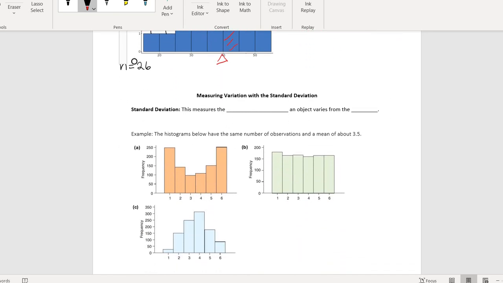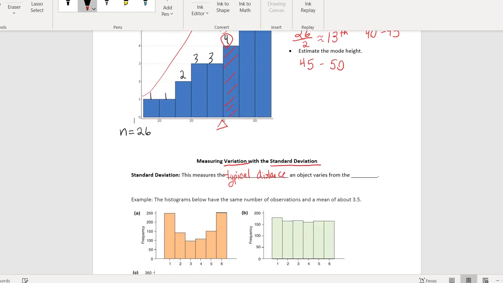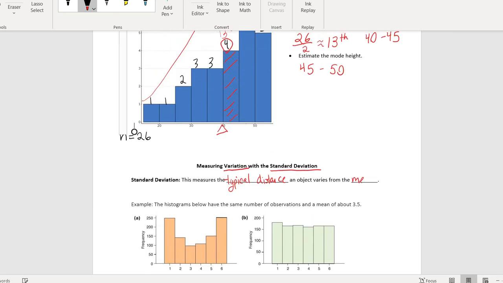Alright, so we talked about how to measure a typical value. Now what we're going to do is look at how we can talk about the variation of our data. So how varied is our data? How close is our data to each other and to the average? So doing this, we're going to use something called the standard deviation, and it measures the typical distance an object varies from the mean, or from the average.